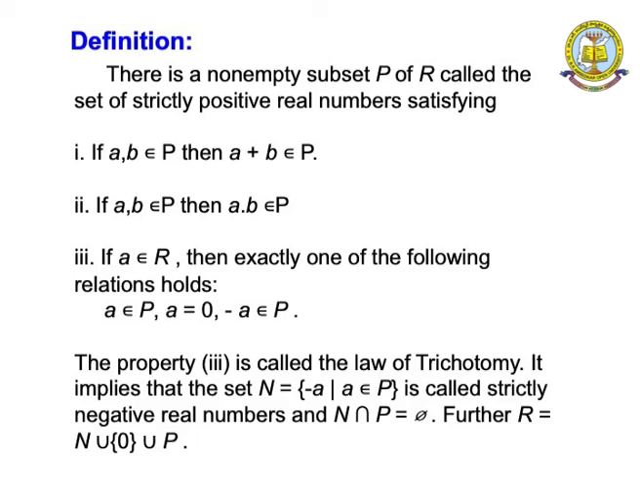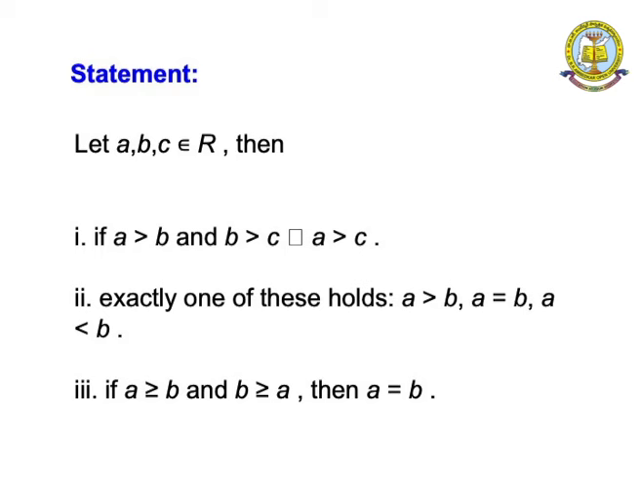This third property is known as the trichotomy property, and we can define it in another way also. If two elements a, b belong to R, then the relationship between them must be either a less than b, or a greater than b, or a equal to b. This property is known as the law of trichotomy. I will explain this in the next slides.